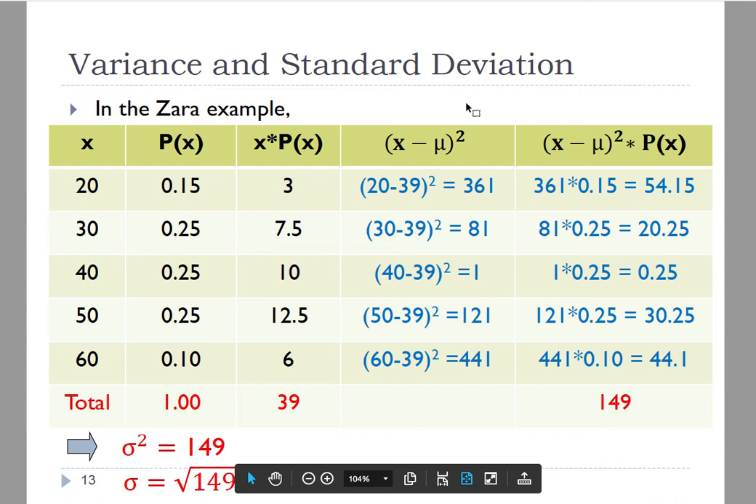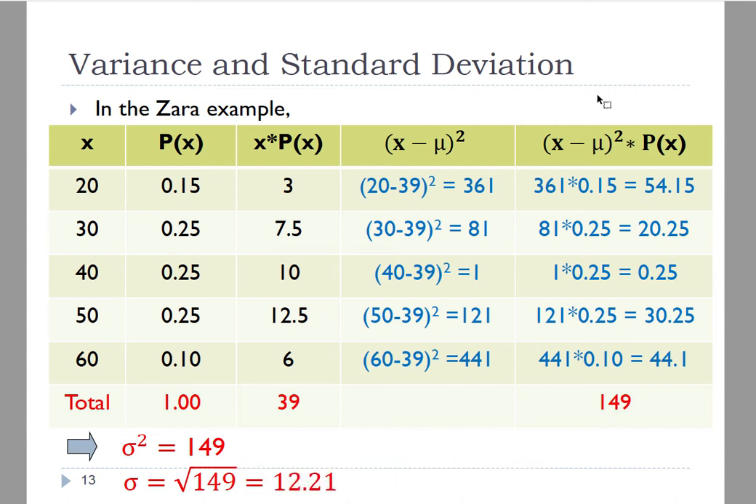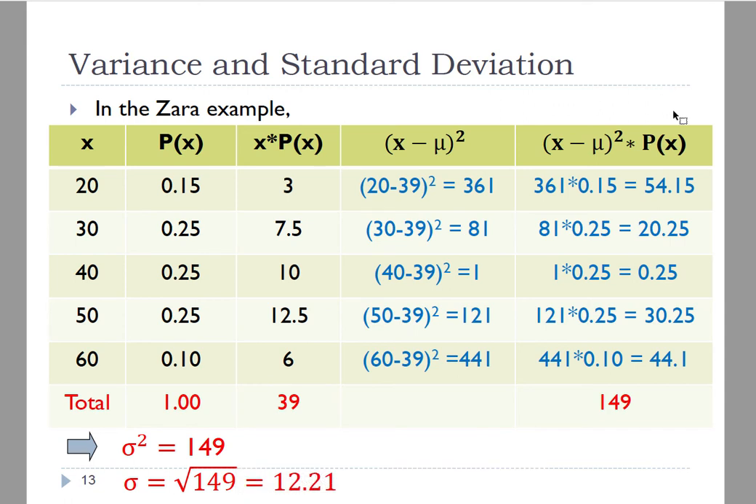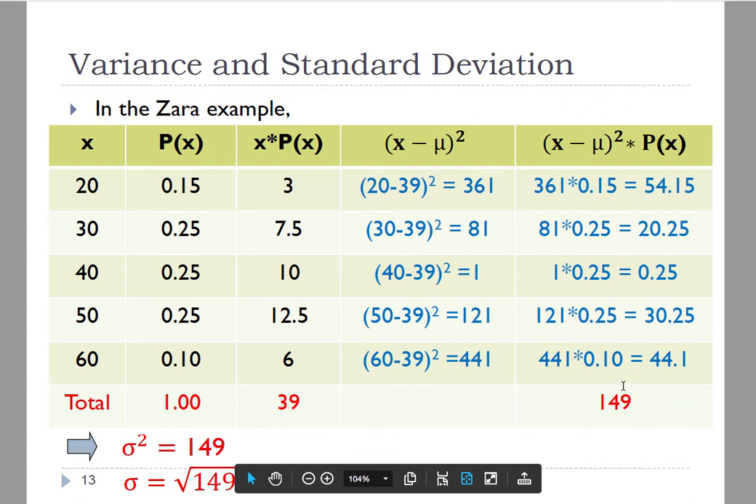So now we want to find the variance and standard deviation. So the next thing I want to find is my x minus my mu squared, right? So I'm going to take x minus my mu and square it. That's why we have to find the mu, which is 39. And then I'm going to multiply that by the probability of x and add all of that up. And this is my variance right here, 149.